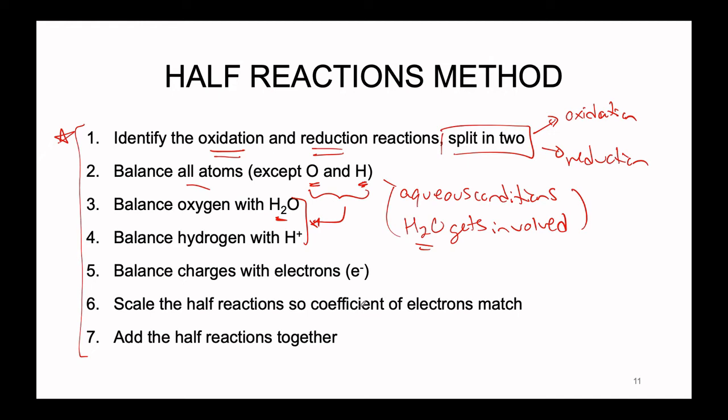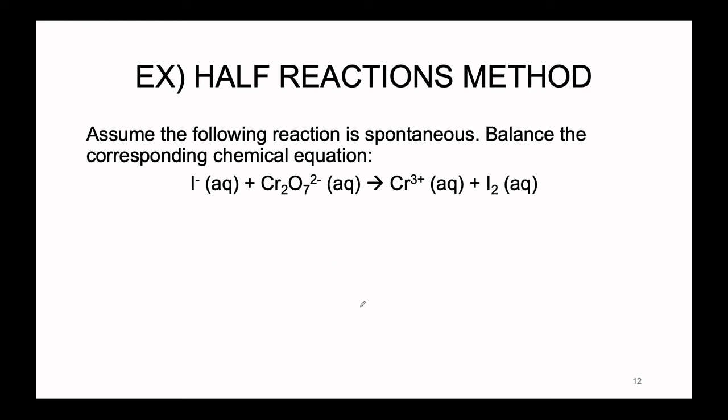All right, so let's see this half reactions method in action. What we're going to do is assume that the following reaction is spontaneous. We're also going to assume that it is a complete reaction. Reversible redox reactions can get to be a little bit tricky to work with physically, though the way that we use to balance them is the exact same. But we're going to balance the following chemical equation.